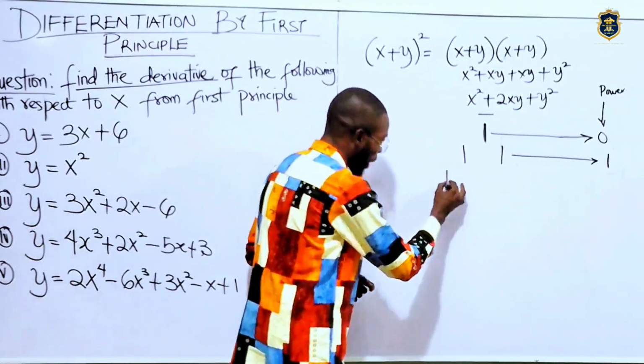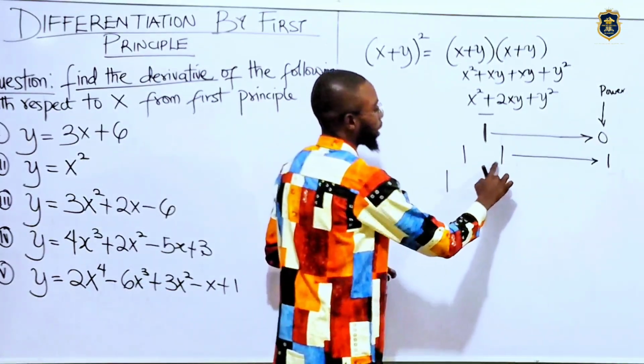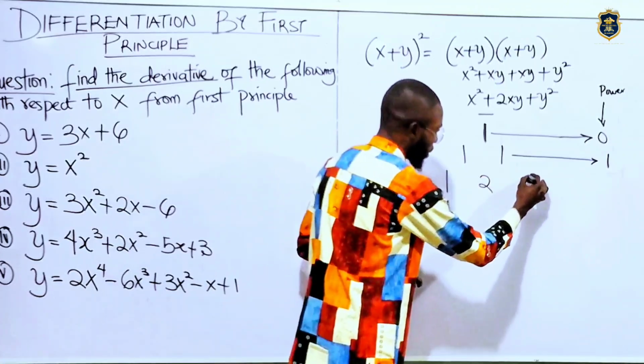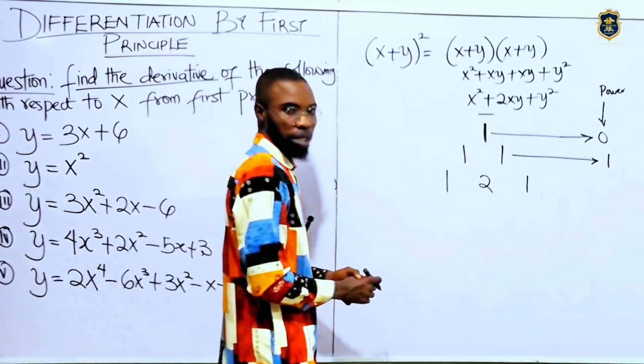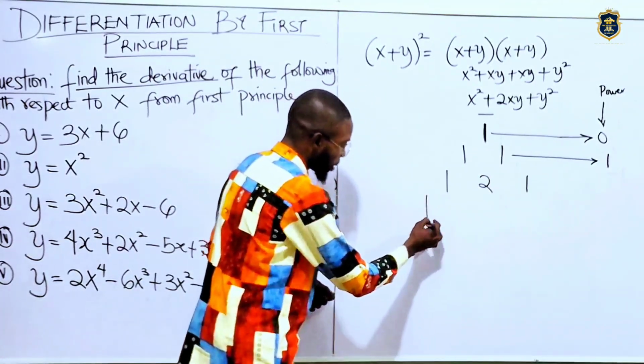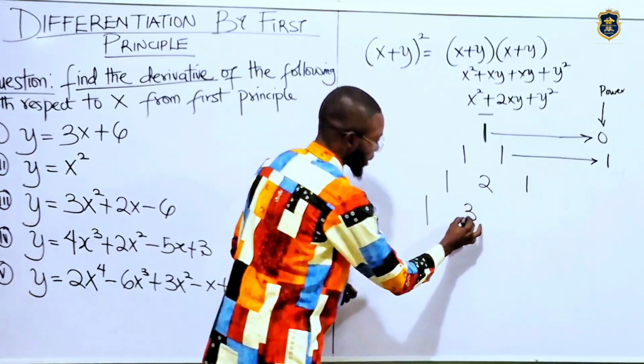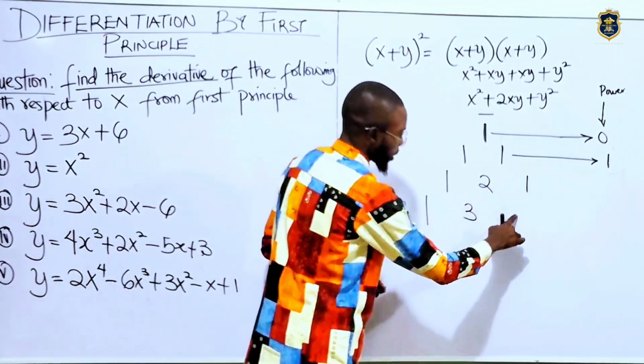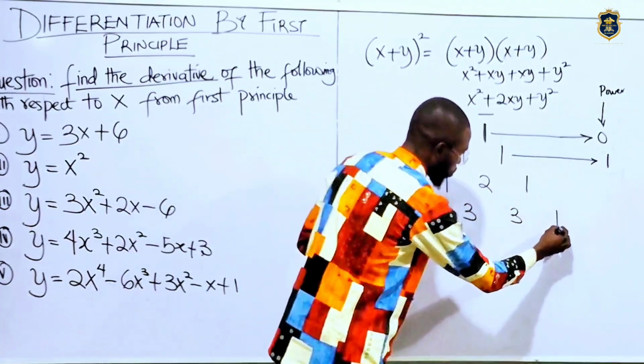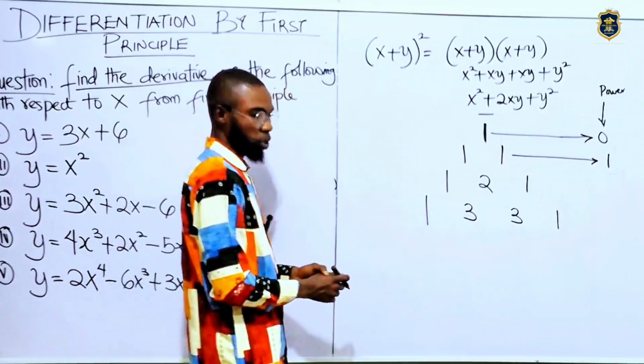What we do now, look at now, from here we start building. We start with 1. 1 plus 1 is 2. We end with 1. Are you getting it now? We start with 1. 1 plus 2 is 3. 2 plus 1 is 3. We end with 1. You see the triangle is forming now.